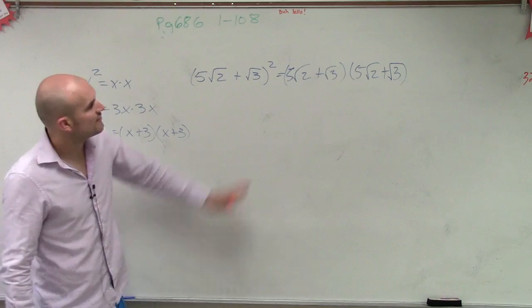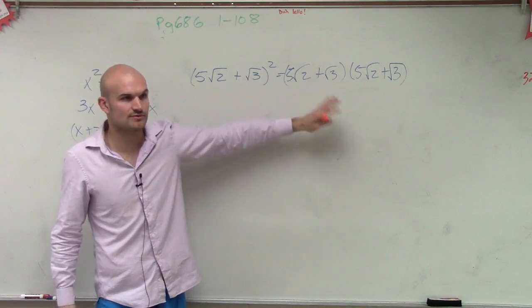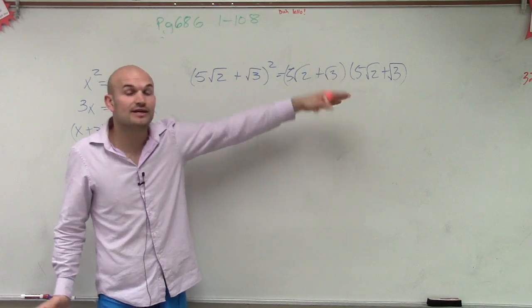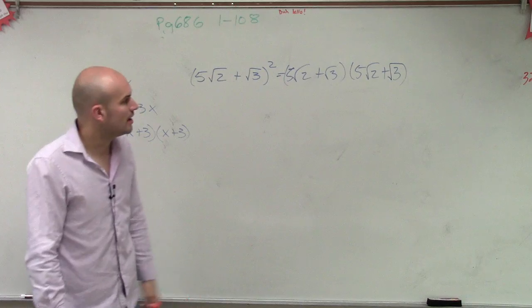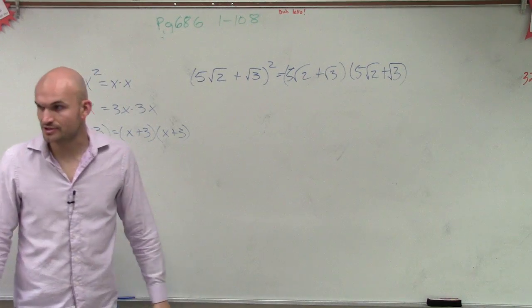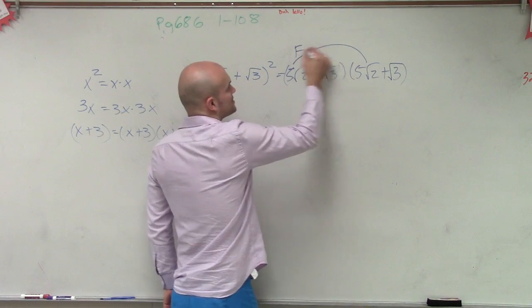Yes. So you have 5 times square root of 2 plus square root of 3 times 5 times square root of 2 plus the square root of 3, right? So now you can either apply FOIL, box method, whatever you guys would like to do. Let's go ahead and do FOIL for this one, just to remind, because I've done a lot of problems with box method. So if you do FOIL, remember that's your first two terms.